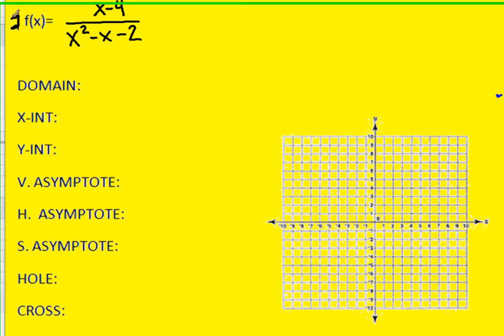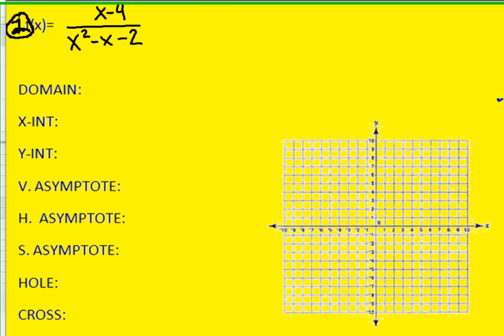Alright, here's example number 2 of our rational equations. That looks way too much like a 1. Number 2, x minus 4 on top, x squared minus x minus 2 on the bottom. First thing we'd try to do, if we can factor top or bottom, we should do that. Can't do anything on top. On the bottom, it's going to become x minus 2 and x plus 1.